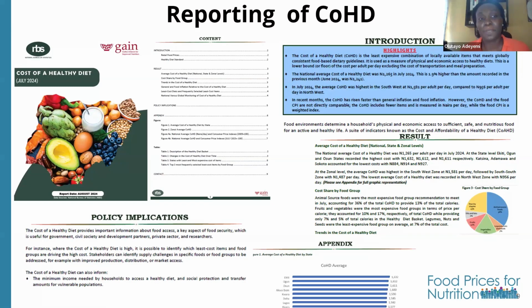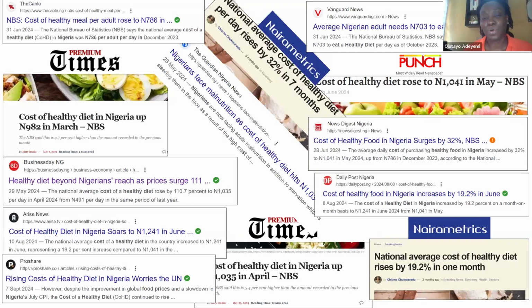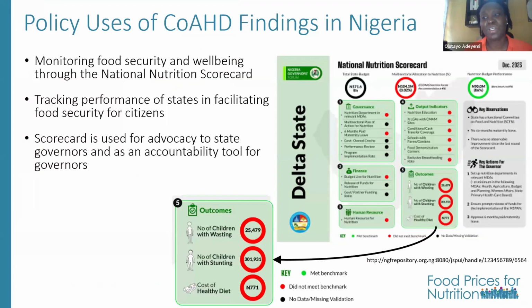But when we had the launch of the reports in January 2024, there was a press release along with the launch. And after that, every month when the Bureau of Statistics would publish these reports, the media would take it up. And every month there'll be like several media outlets that will report that this is the cost, it's too high, people can't afford it. There's this one, Nigerians face malnutrition as cost of healthy diets hits 1,030 or something like that. So it generated a lot of media attention. And so that increased also the policy use.